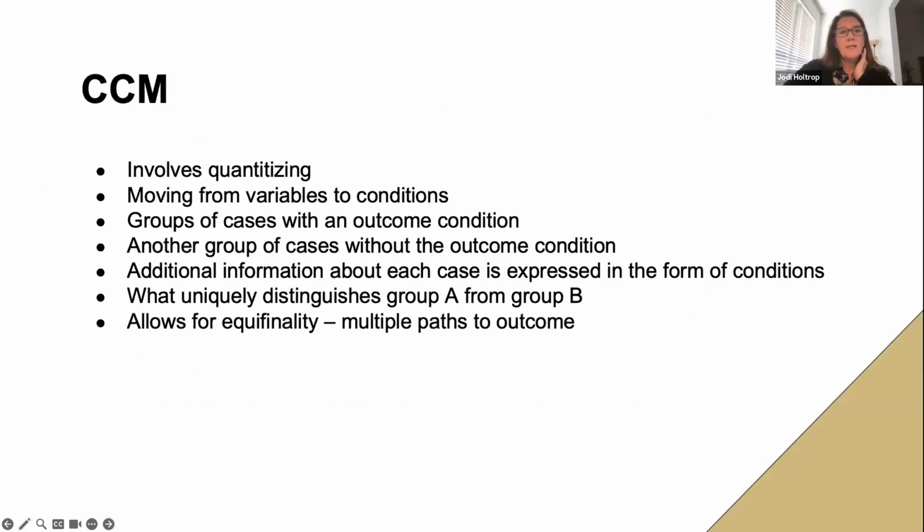So it involves quantizing. You are moving from the concept of variables to conditions. You're using groups of cases with an outcome condition, another group of cases without the outcome condition. And then you're trying to understand what distinguishes those groups. It allows for equifinality, which is multiple paths to an outcome.